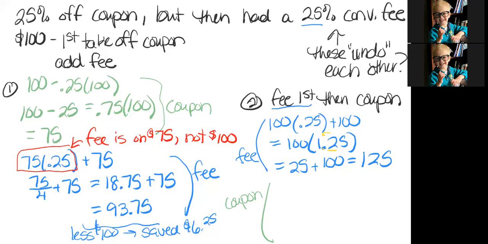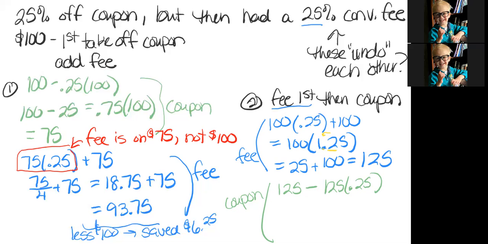Are we going to take 25% off 100? No, we're going to take 25% off of 125. So we have 125 times 25%. Minus 125 times 25%, right? Or now we want the 75% of the 125.